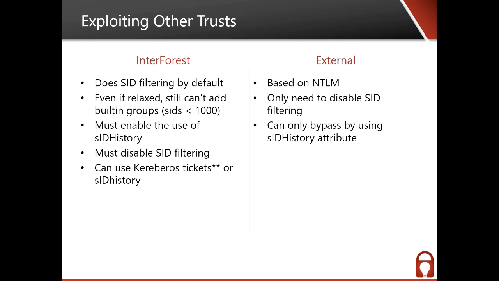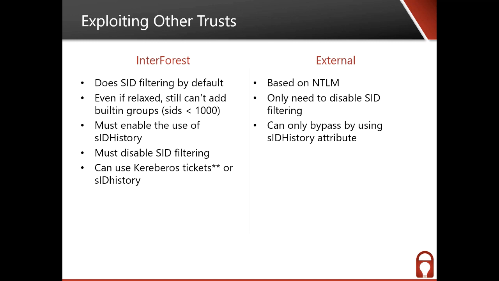Now, when SID filtering is in place, what happens is when that token is passed across the trust, all of the additional SIDs, all the group SIDs, all the SIDs in SID history are pretty much negated and removed from that user account's token, and all they get to pass is their true user account security ID. If SID filtering is disabled on the trust, you can start passing those extra security IDs associated with the user account across the trust. However, it's not really fully disabled.